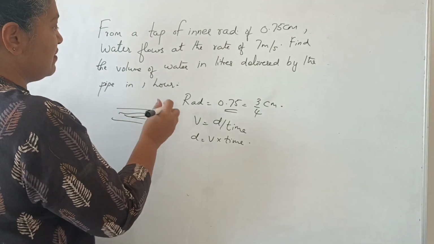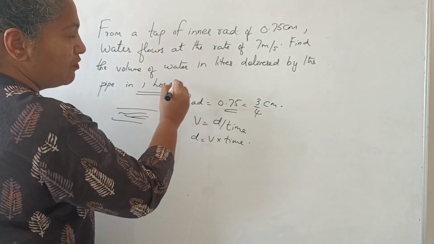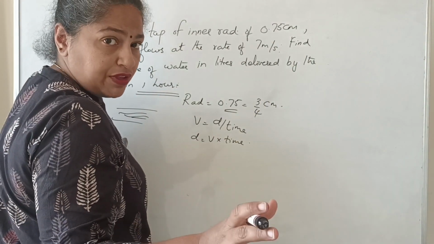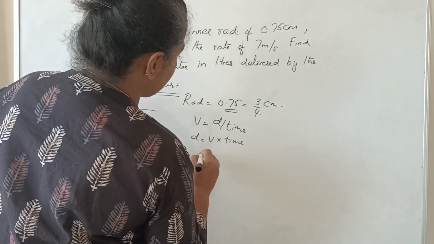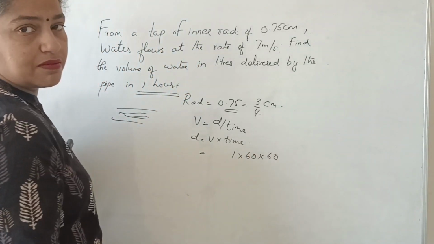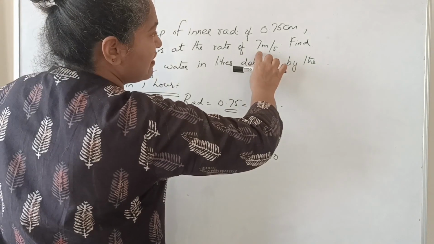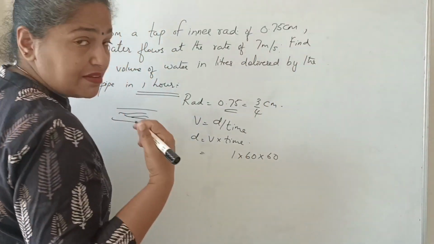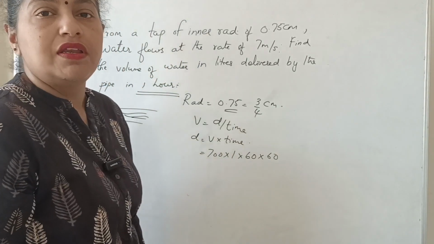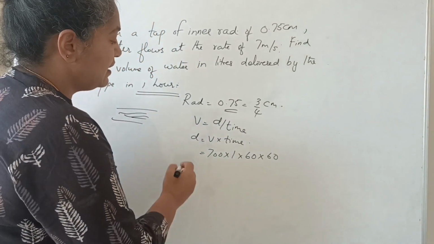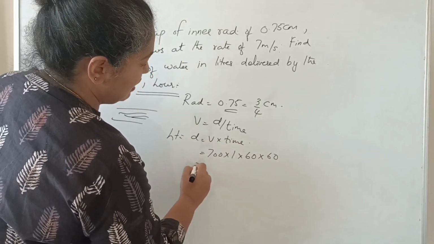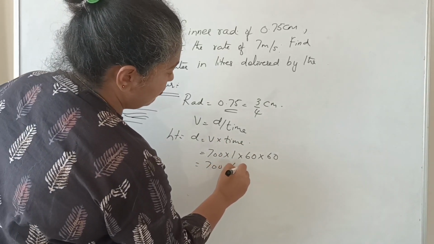What's the time that is mentioned in the sum? 1 hour. 1 hour is how many seconds? I'm going to convert everything into seconds and everything into centimeters. So my time will be 1 hour into 60 minutes into 60 seconds. My velocity is 7 meters per second. 7 meters is actually equal to 700 centimeters. Now I am getting the height as equal to this particular value, which is 700 into 600.